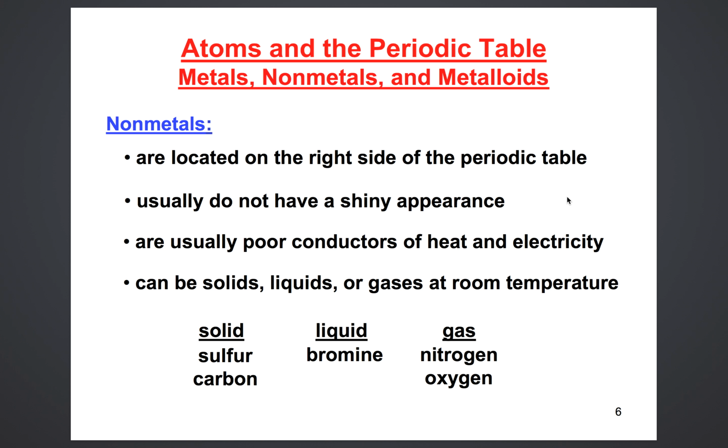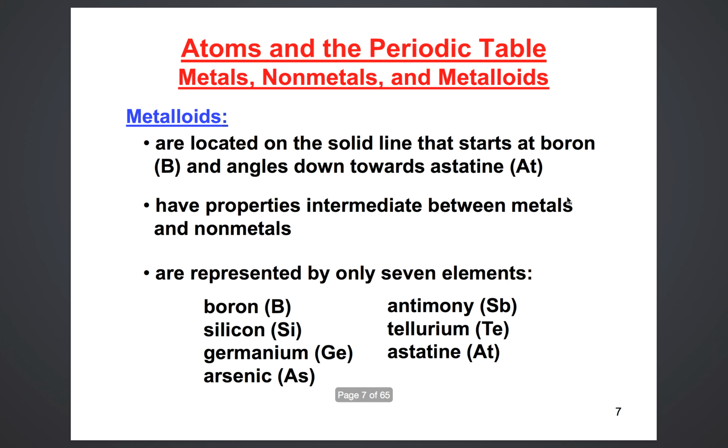Non-metals are located on the right side of the periodic table and usually do not have a shiny appearance. They are usually poor conductors of heat and electricity, and can be solids, liquids, or gases at room temperature. Solids would be sulfur and carbon, liquid would be bromine, gas would be nitrogen and oxygen.